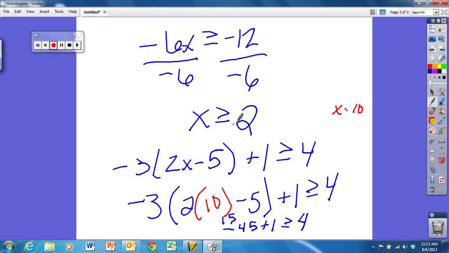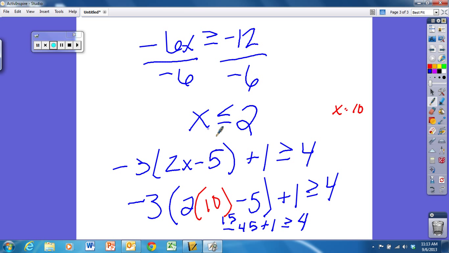Okay, x is greater than or equal to 2 is not correct because I didn't flip the sign. Now you probably all caught that when I wrote it, like, oh, you didn't flip the sign, you did it wrong. Well, there's proof why I did it wrong. If x was greater than or equal to 2, then 10 would make this sentence true. But when I divided by a negative, I should have flipped the sign around. So it should be less than or equal to 2.